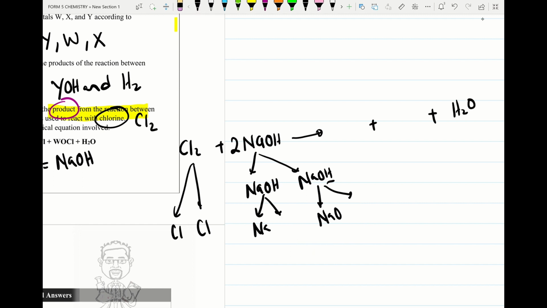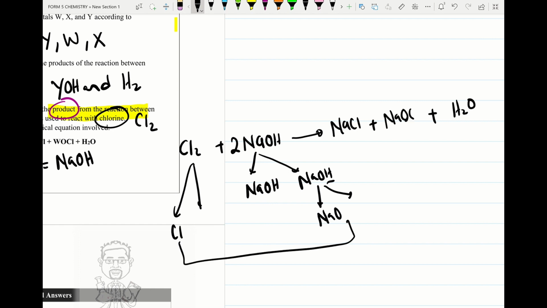Alright, so we erase the hydrogen and hydroxide. The sodium and chloride combined will give sodium chloride. So we erase this one. The sodium will combine with NaO. We will get sodium hypochlorite.